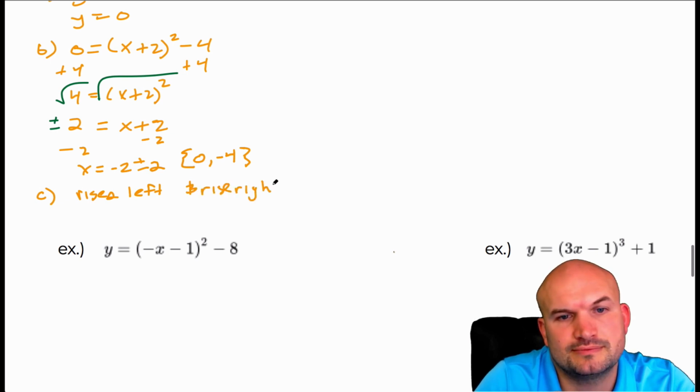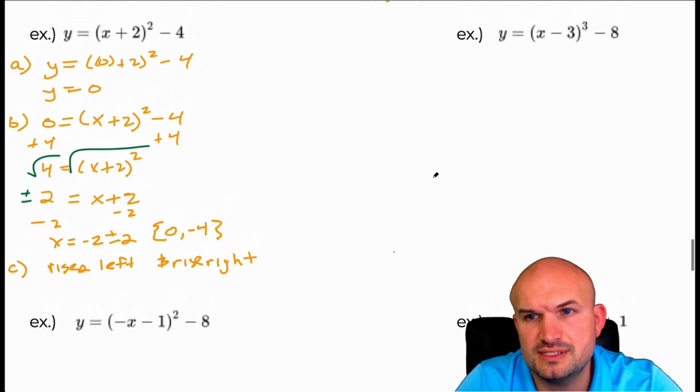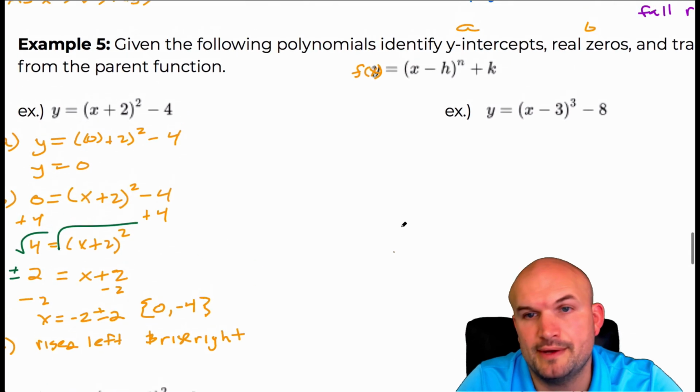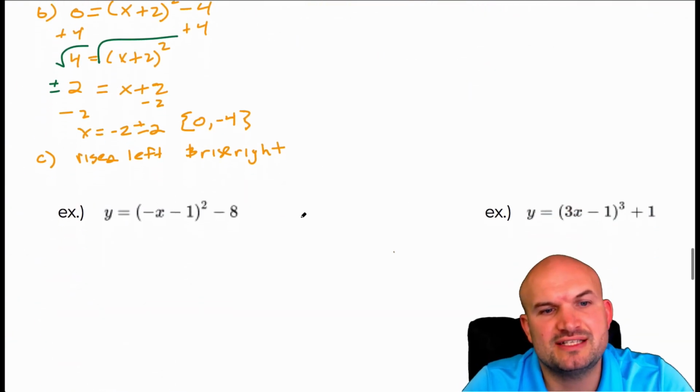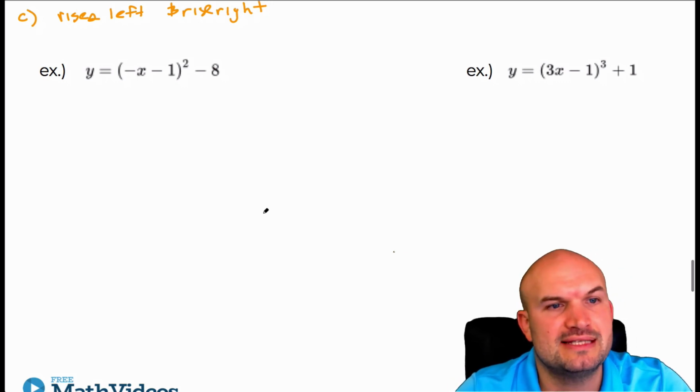All right. Let me see. Did I do it in this one? No, I did not. Okay. All right. Let's go and move on to this example because it's another squared one. So, I kind of like that example.